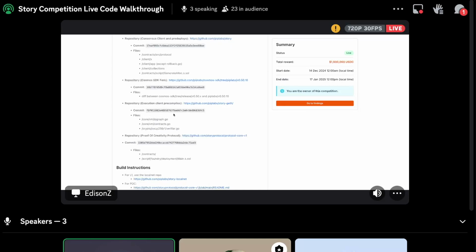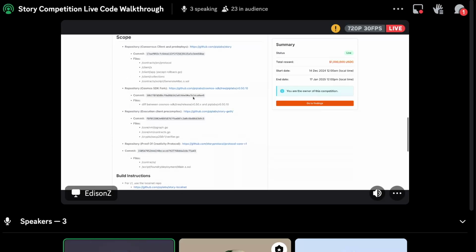So that's Story Geth. And another one is we also forked Cosmos SDK. It's in this branch, basically to support our staking function that I mentioned earlier. So we modified the staking module, we modified the distribution module, and I believe one or two lines in the session module. But if you go here, we can go through together the different commits that we made.